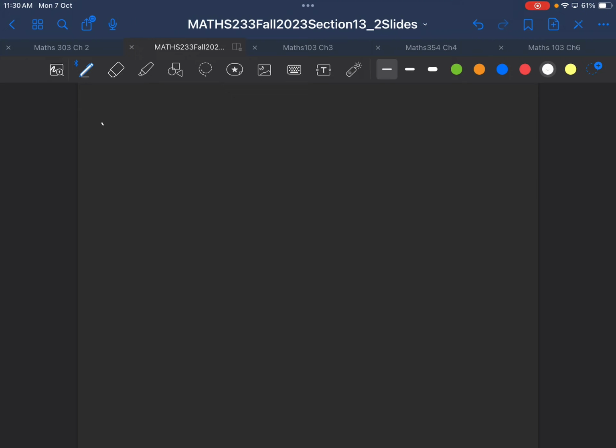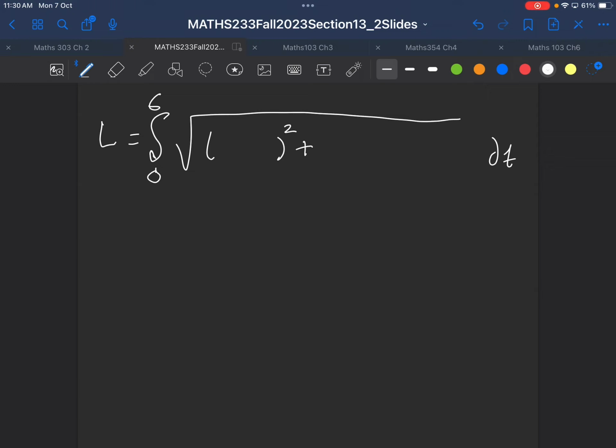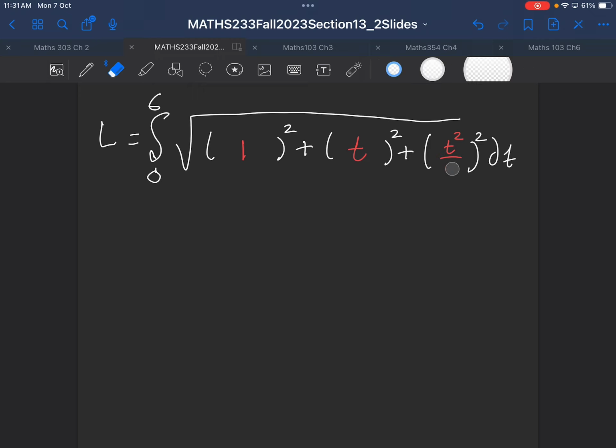Now what is the arc length? L equals the integral from 0 to 6, because t is between 0 and 6, of a big square root dt. Inside the square root, I need to write the derivative of x, derivative of y, derivative of z, each squared. If you remember, x was t, so the derivative of x is 1. y was t squared over 2, so the derivative will be just t. And for z, it was t cubed over 6, so the derivative will be 3t squared over 6, which means it will be t squared over 2.